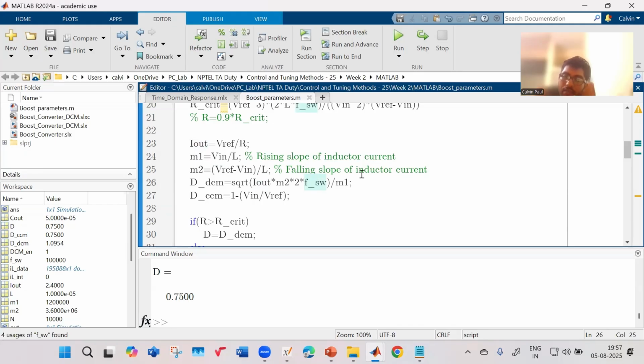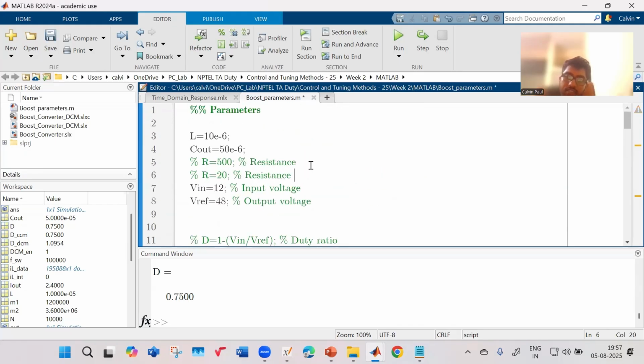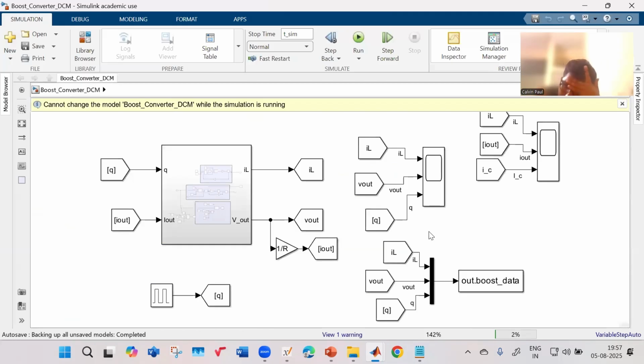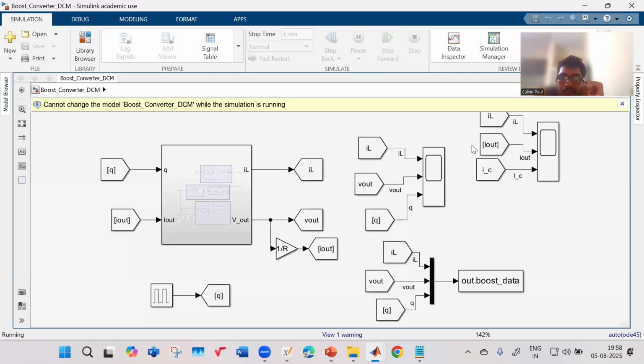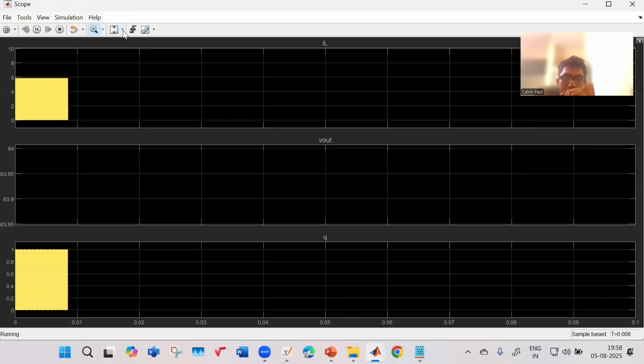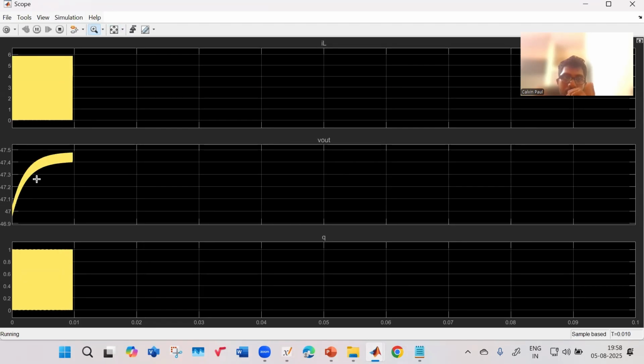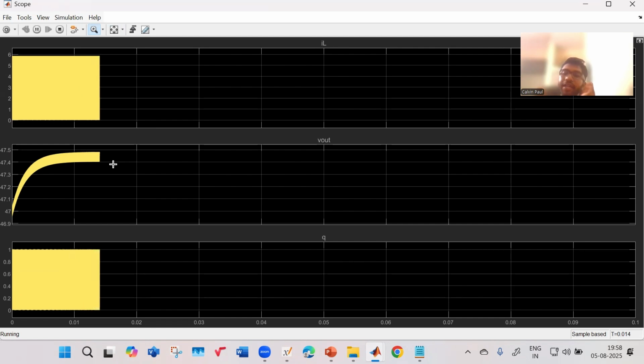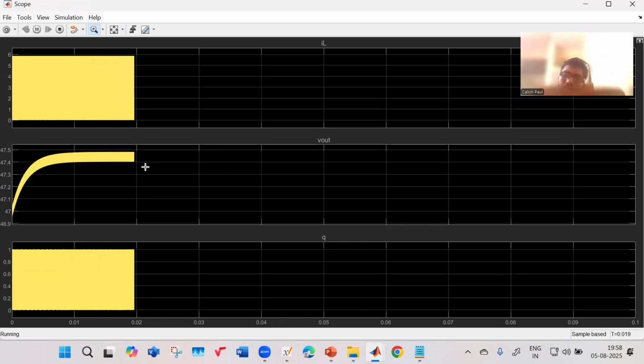So what I will do is set my resistance to 100 ohm, which is more than my critical resistance, so it should operate in DCM. And then let me run the simulation. It's running. Now in this case, you'll observe it is staying around 47.5 volt, so it is close to 48 volt. It is not suddenly rising. It is not increasing drastically.